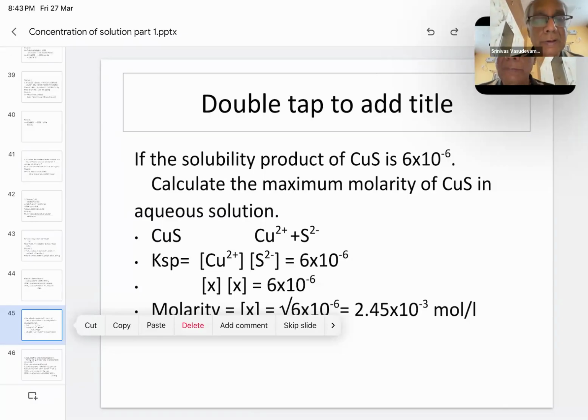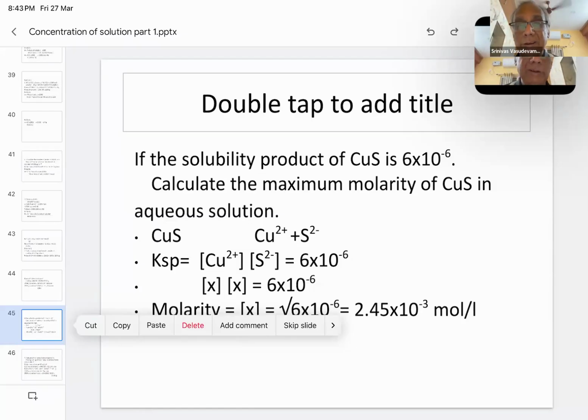So CuS, if I dissolve it in water, it will give me Cu2+ aqueous and S2- aqueous. So both are 1:1 ratio here. Only 1 mole of Cu2+ and 1 mole of S2- is present here. So Ksp is equal to Cu2+ into S2- here. The value is given as 6 into 10 power minus 6 here.